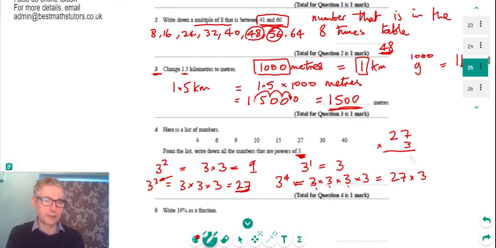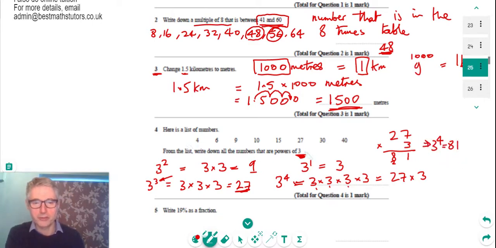So 3 sevens is 21. So write down the 1, carry the 2 into the next column. 3 times 2 is 6, and then plus the 2 that we've carried will give us 8, so it's 81. We'll just write that down to make sure we are clear that 3 to the 4 is equal to 81.